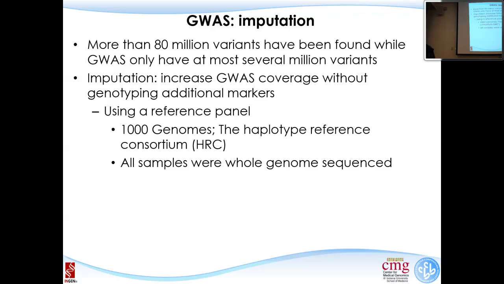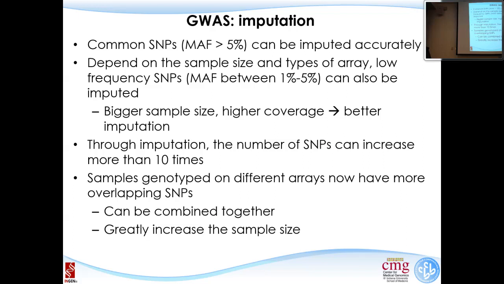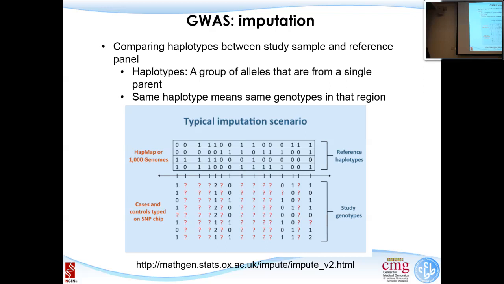And another thing, people didn't use HRC before because until recently they added the X chromosome. They only had autosomes before. And another thing, I'll show you later, HRC is only available from the imputation server. So if you have some restrictions, if your institution's IRB has some restrictions, you cannot use HRC. You have to use 1,000 Genomes.